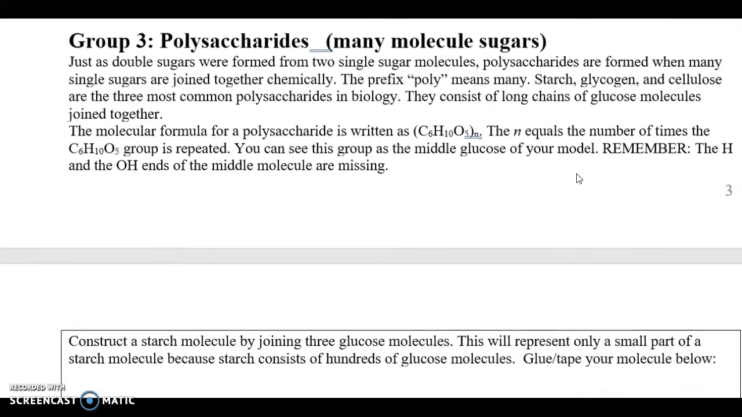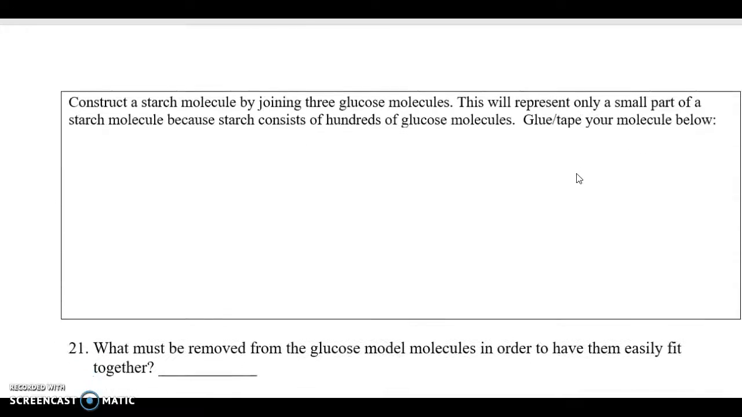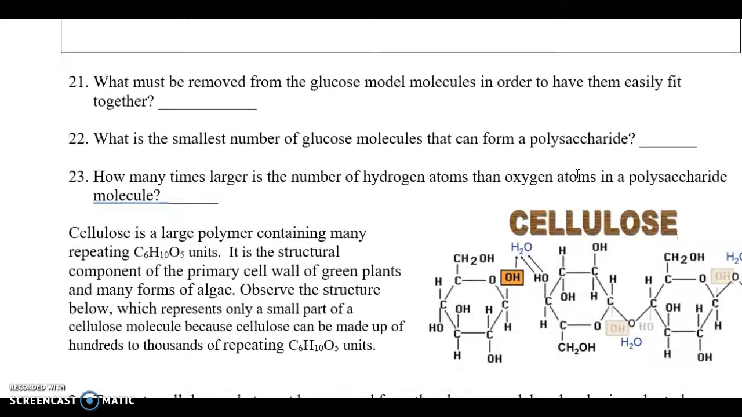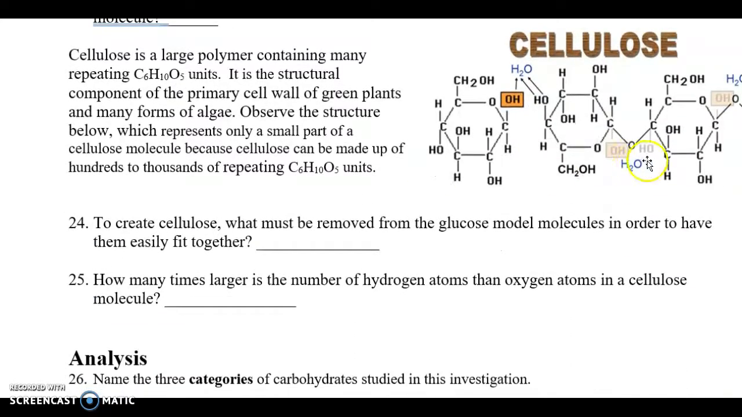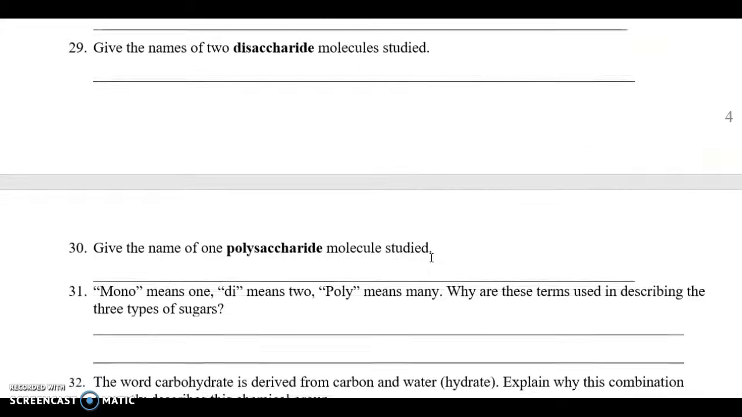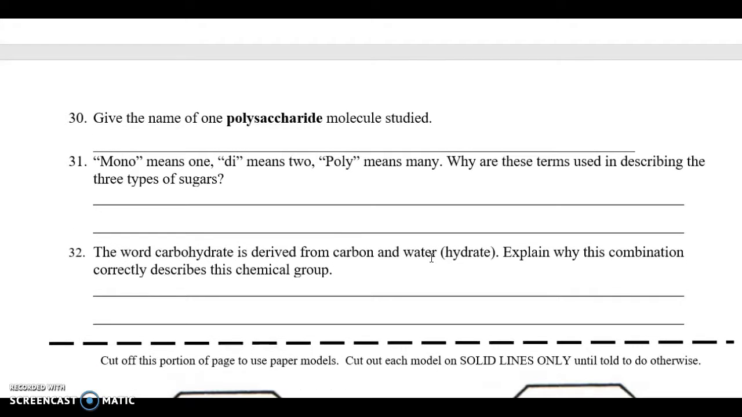Polysaccharides, you're going to go through the same process. You're going to construct a starch molecule by joining 3 glucose. So once again, you're going to use those little hexagons, cut them apart however you need to do so, and then glue them down. Answer the questions, and answer the questions as well about cellulose, and then the analysis questions down below. Most of these are pretty self-explanatory.